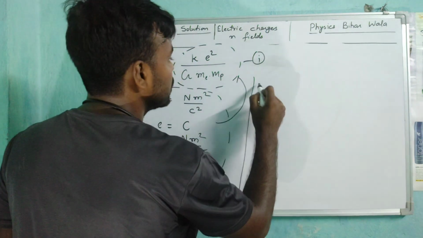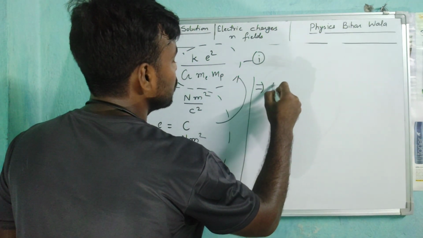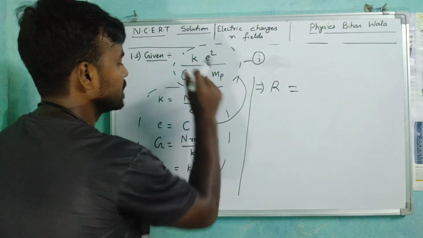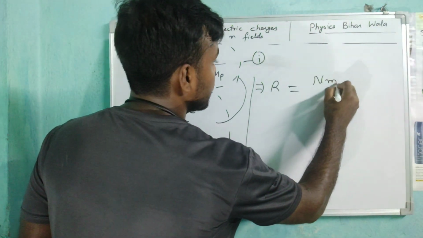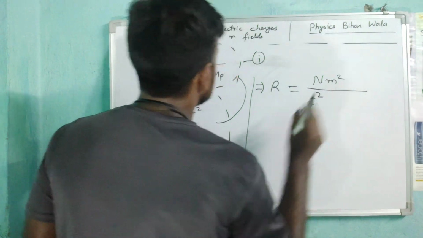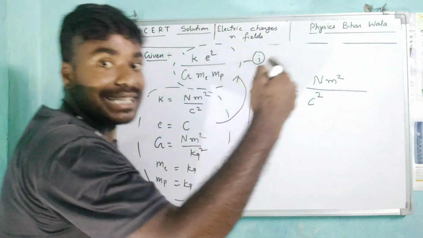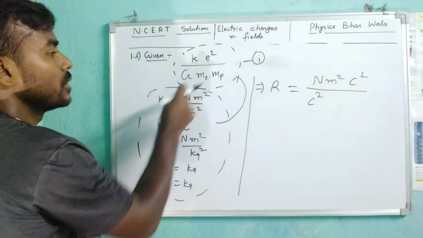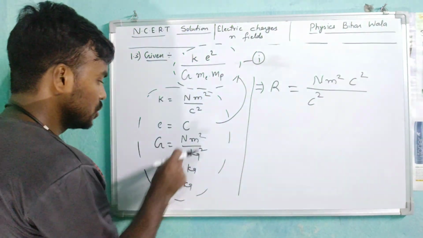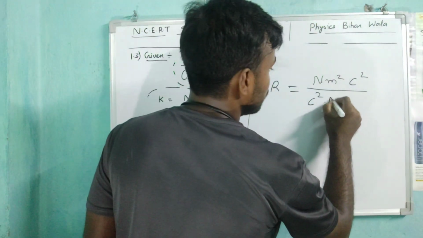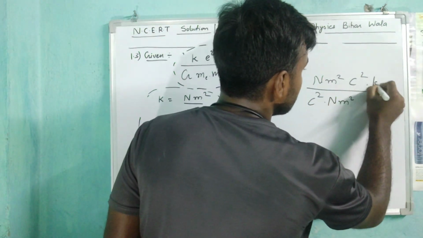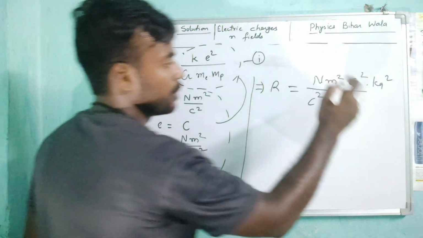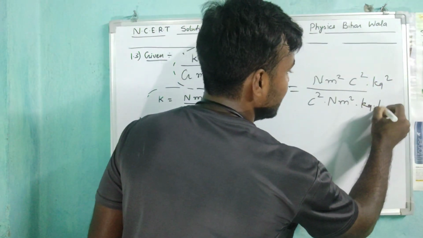So what are we going to get? Let's see the ratio. I am going to call this ratio R. So the unit of K is Newton meter square per Coulomb square. The unit of e square is Coulomb square. Then we write the unit of G, that is Newton meter square per kg square. Then we write the unit of mass of electron and mass of proton, that is kg and kg.